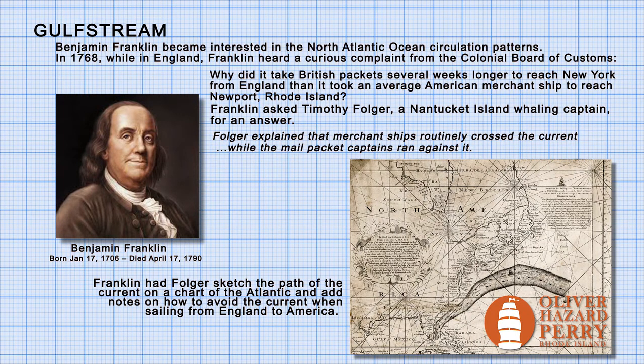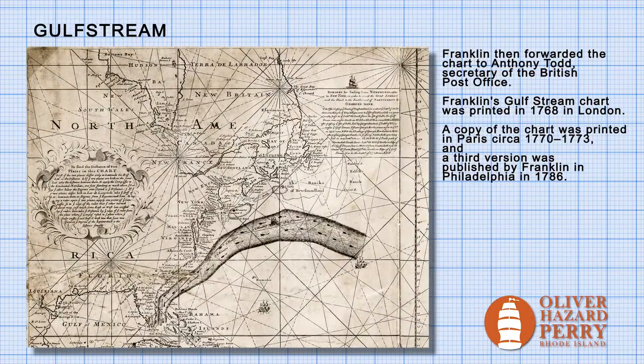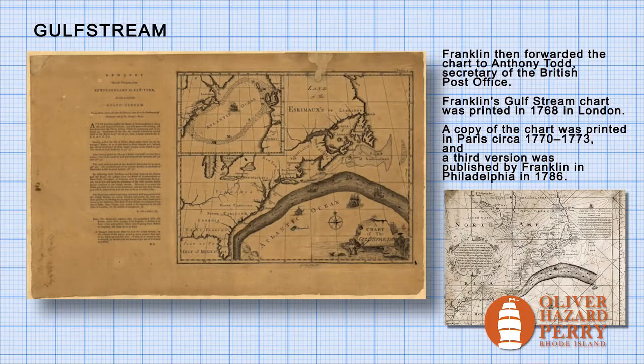Franklin then forwarded the chart to Anthony Todd, Secretary of the British Post Office. Franklin's Gulf Stream chart was printed in 1768 in London. A copy of the chart was printed in Paris, 1770, and again in 1773. And another version was published by Franklin in Philadelphia in 1786. Sailors for the past 500 years have utilized the Gulf Stream to assist in their travels.